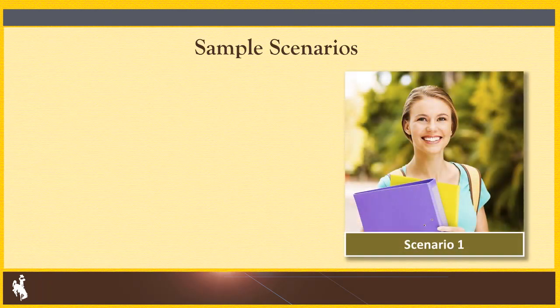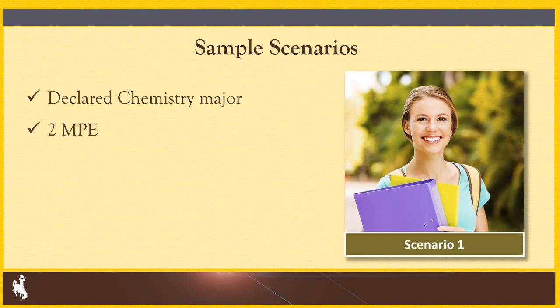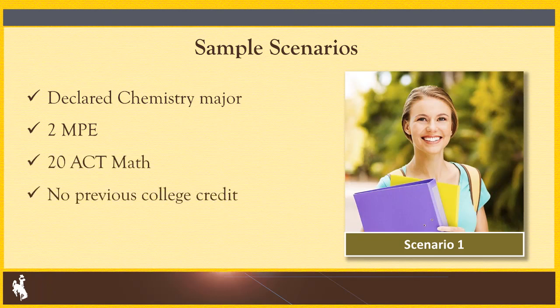Okay, so this can be pretty confusing. Let's look at some scenarios to determine which math class some sample students should take. Scenario 1. A student who is declared in chemistry has a math placement score of 2 and an ACT math score of 20. They have no previous college credit. This student is also eligible for the Hathaway Scholarship.